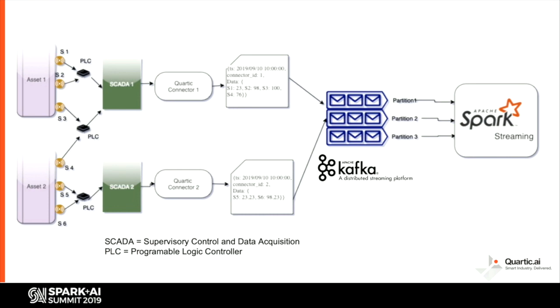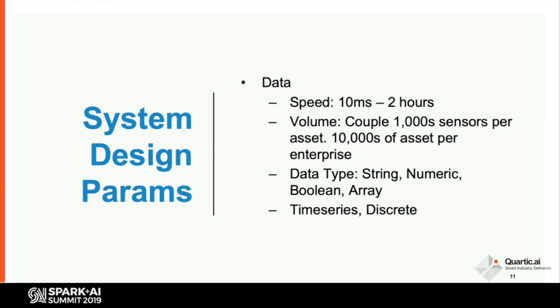So let's look at what are some of the design parameters of a system like this. The first and most important is the speed of data and the volume of data. Industrial equipments typically have a wide range of the speed of data. Some of them could capture data at as high speed as 10 milliseconds, while some others could be doing it at about 2 hours. Combine this with the volume of data. Every equipment typically needs a couple of hundreds to thousands of sensors, and an enterprise has typically tens of thousands of different equipments across various geography.